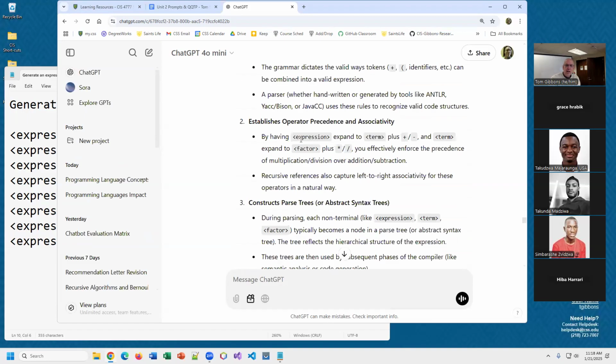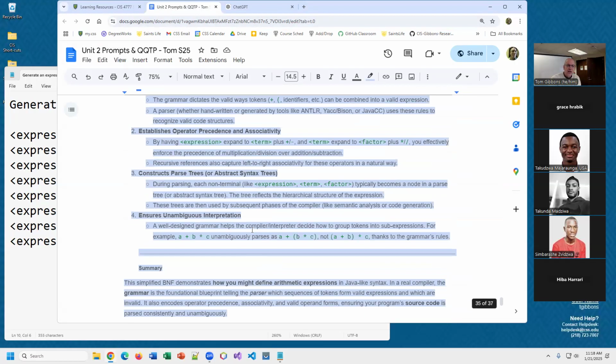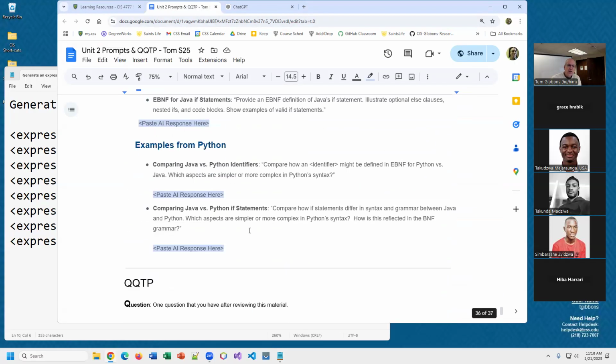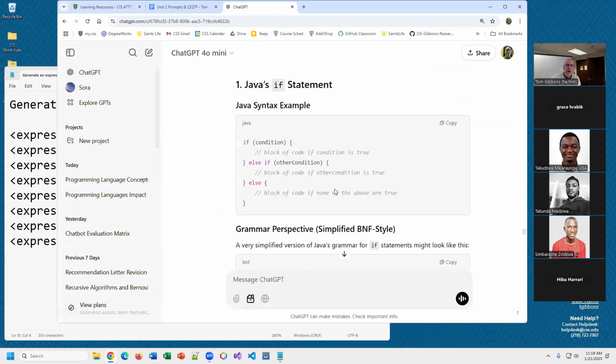So, let's look at if-then stuff. One of the last questions was, go down to your final question if you got there, comparing Java with Python if statements. How did those look to you here?